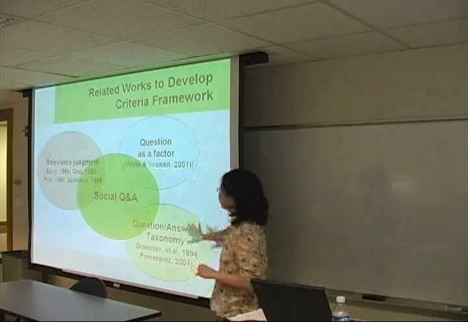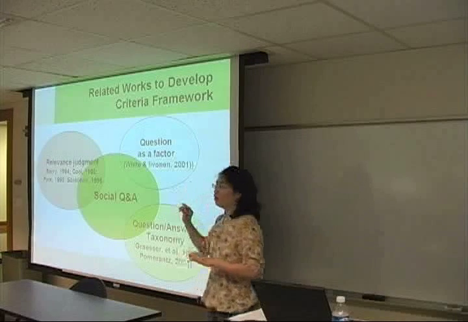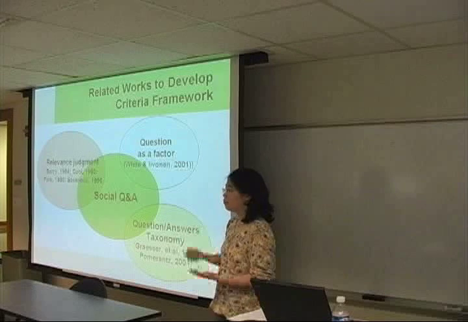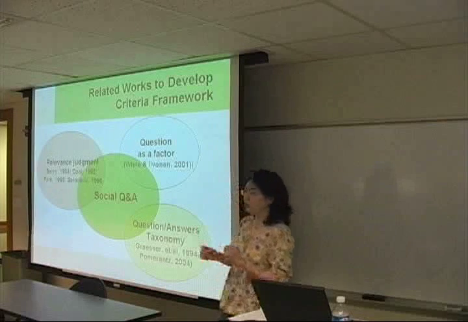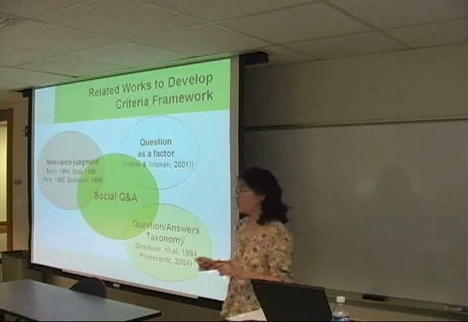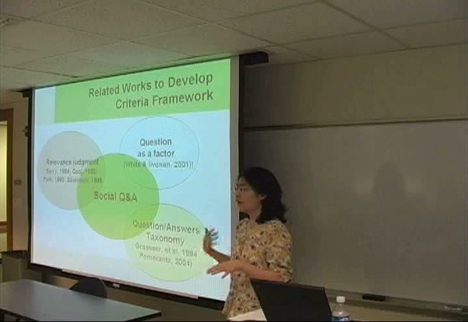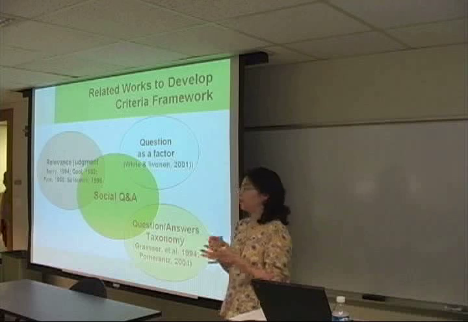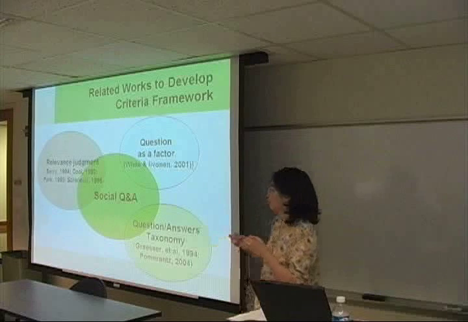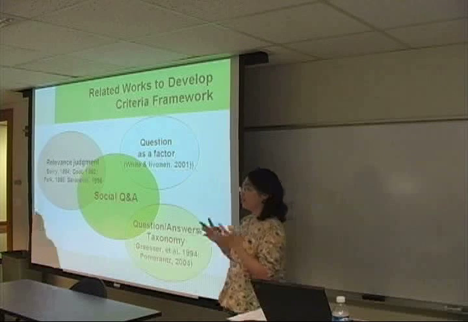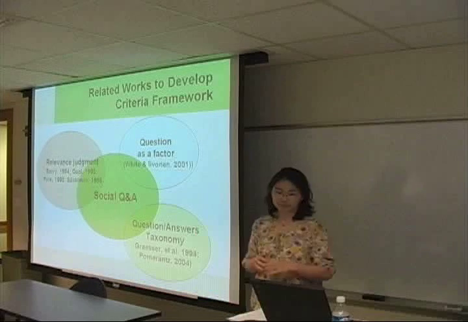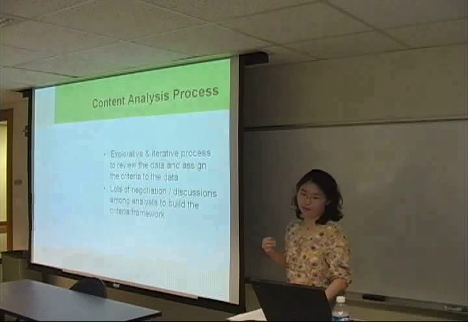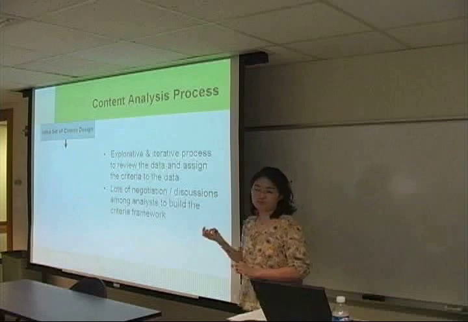For example, the other 3 areas, or 2 of them, make people's relevance judgment onto the document. But in social Q&A, people are making relevance judgments on answers, and also on the people who give the answers. So the context that we deal with here is quite different from the previous study. So from the literature review, we began hands-on design of each set of criteria.